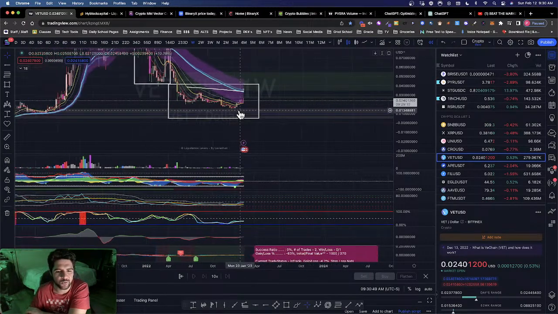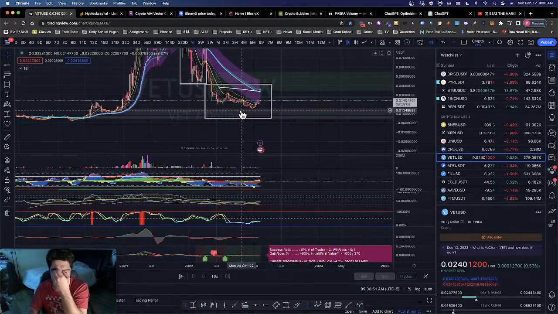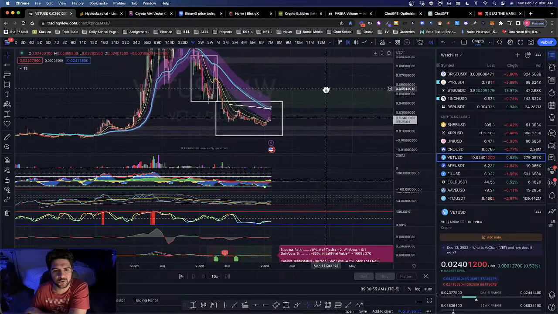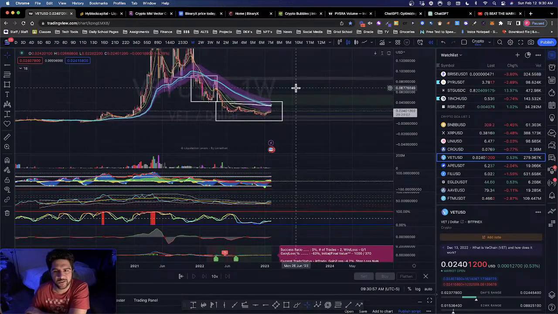Why doesn't crypto want to go? That's what I don't understand. Why does Bitcoin seem so bearish? It's just because traditional markets seem bearish. That's the only reason, whatever.